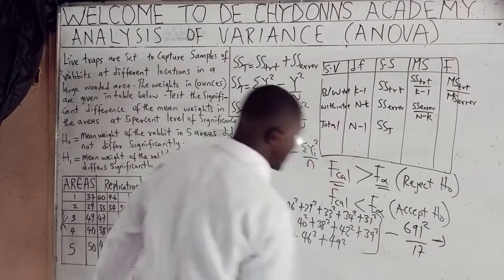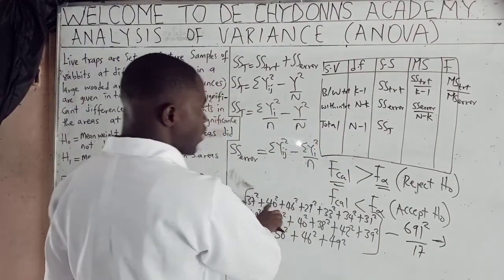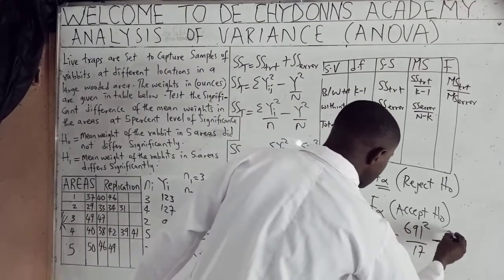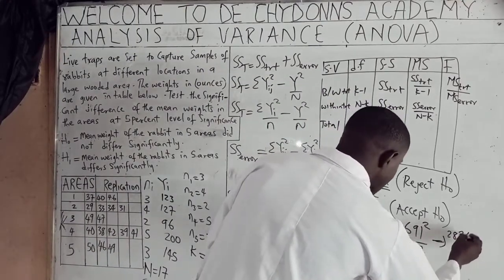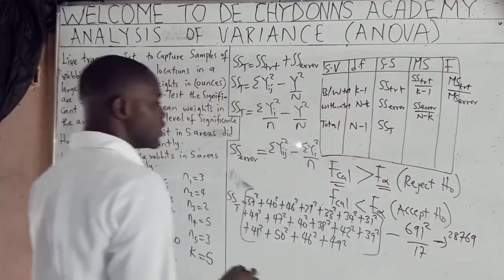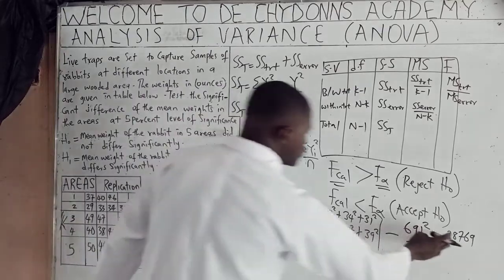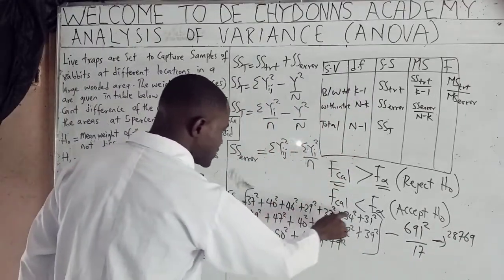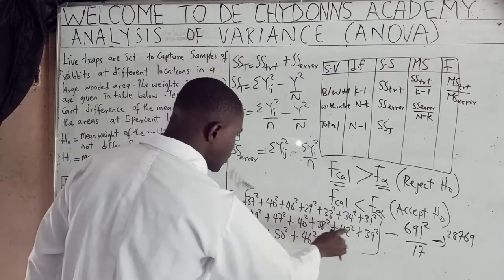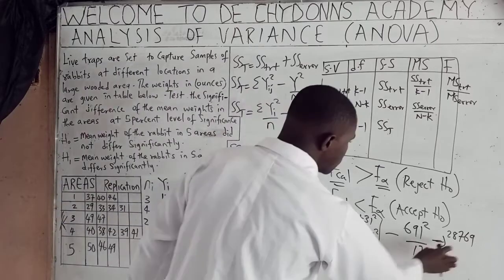This implies that once you compute this with your calculator, you'll be getting 28,769. If you compute everything here with your calculator, you get 28,769. Counting 1, 2, 3, up to 16, so there are 17. Once you compute all of them, it gives you this.